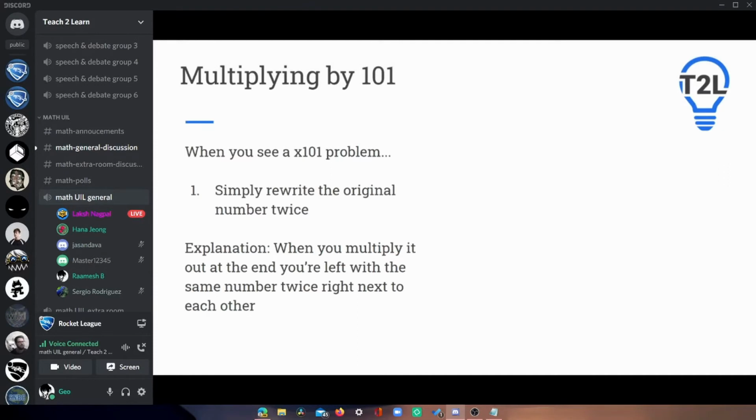Okay, so when you're multiplying by 101, it's pretty easy. You just write the original number twice, because if you're multiplying it, you're just left with the same number twice right next to each other, as you can see, like AB, AB. So, for example, if you were doing 39 times 101, it's just 3939. Or if you're doing 45 times 101, it's just 4545.